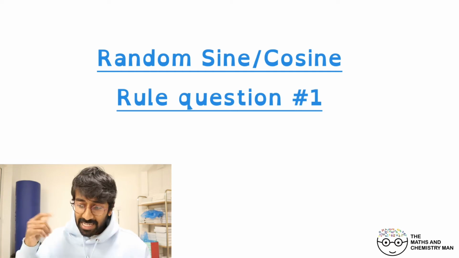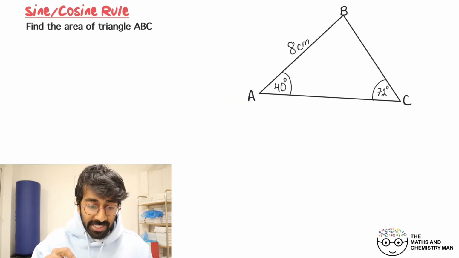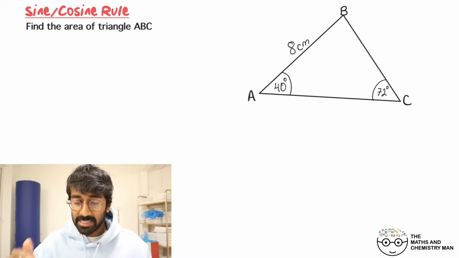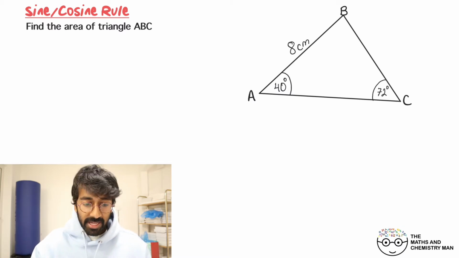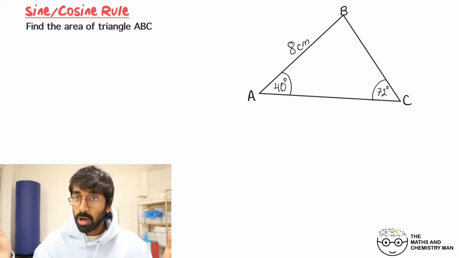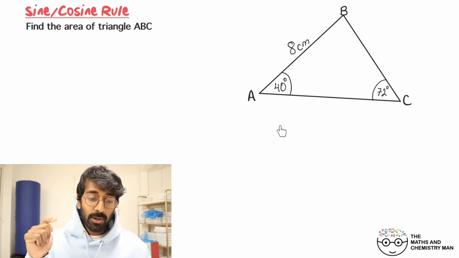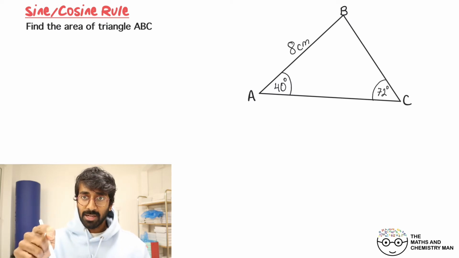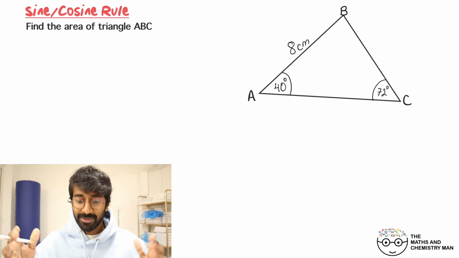Now here it is. Let's go. We've got: find the area of the triangle ABC. So here it is, we've got triangle ABC. And all you've got to do is use the sine or cosine rule, I don't know which, to find out what the area of this triangle is. So good luck, get your pen, calculator, and off you go.